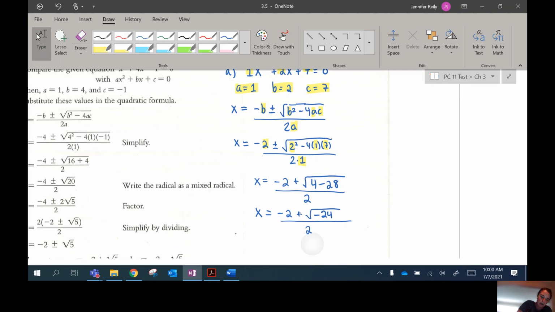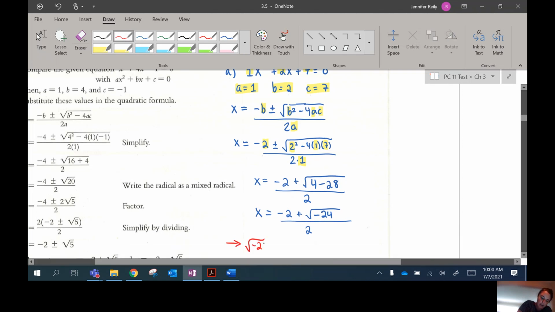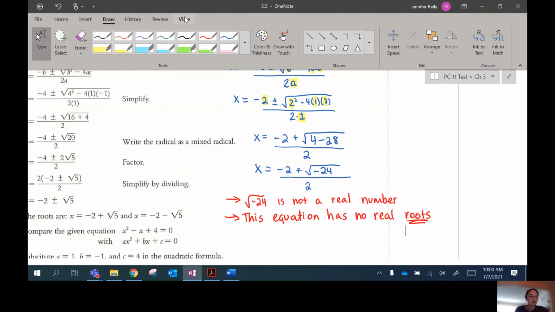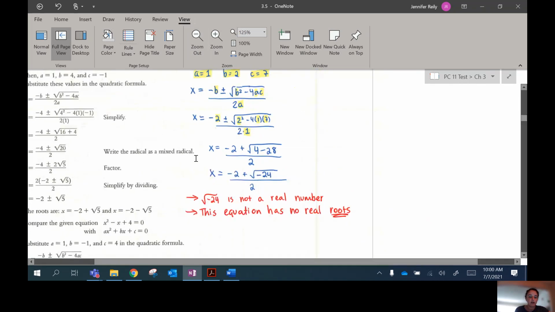So I'll put square root of -24 is not a real number. So we say this equation has no real solutions, where the way the book writes it is this equation has no real roots. Root is another word for solution. So it has no real roots, no answers. There's no possible value for x here that'll make this equation true.